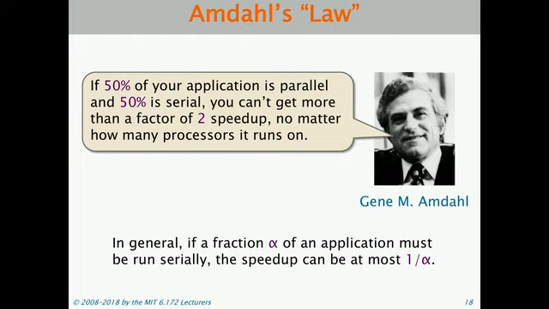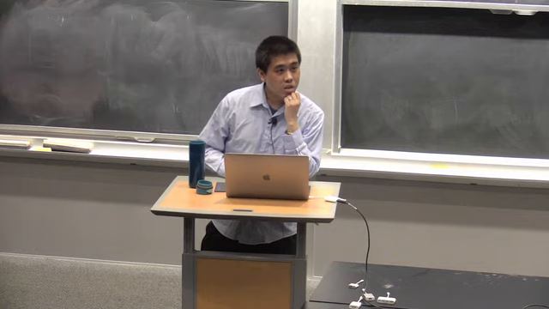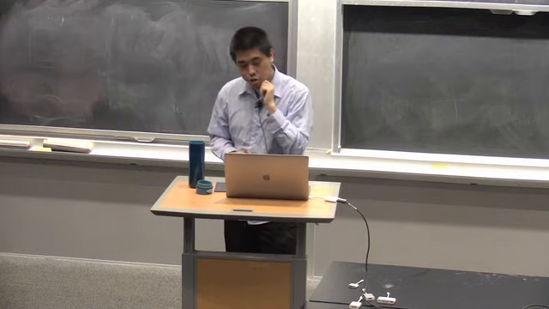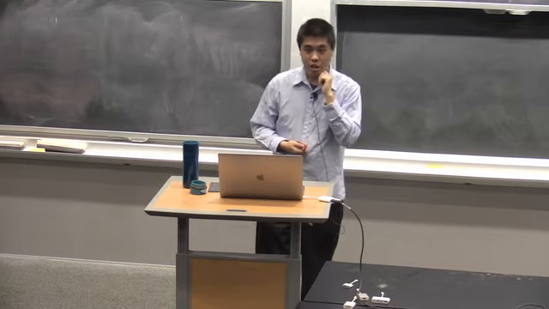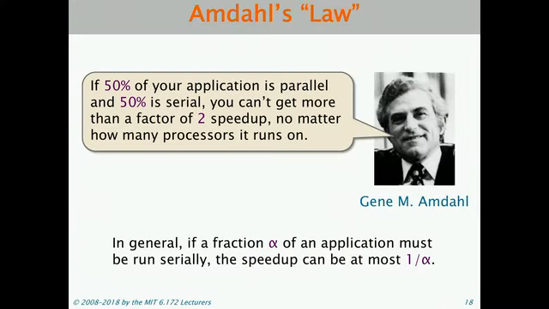Does anyone know why this is the case? Yes? You need to execute for at least 50% of the time in order to get through the serial portion. Right, so you have to spend at least 50% of the time in the serial portion. So in the best case, if I give you an infinite number of processors and you can reduce the parallel portion of your code to 0 running time, you still have the 50% of the serial time that you have to execute. And therefore, the best speed up you can get is a factor of 2.